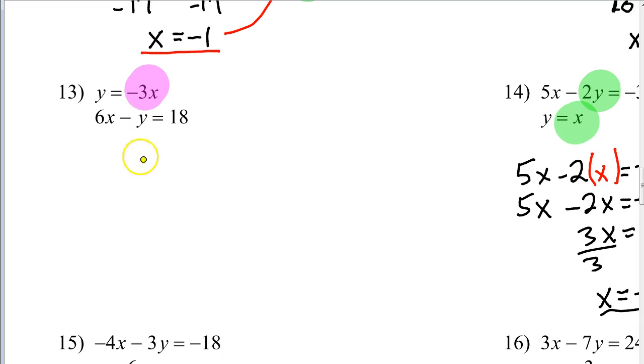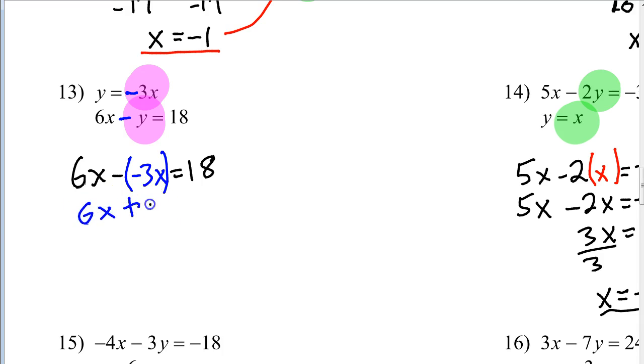So y is negative 3x. Replace this y with negative 3x. Notice how we have a negative from the equation, but then also a negative from the negative 3 you're plugging in. That's why we see 2 of them. So those two negatives will make a positive. 6x plus 3x is 9x.